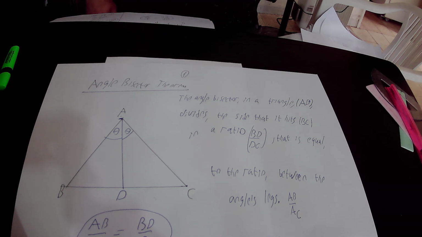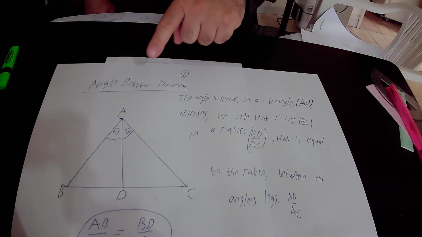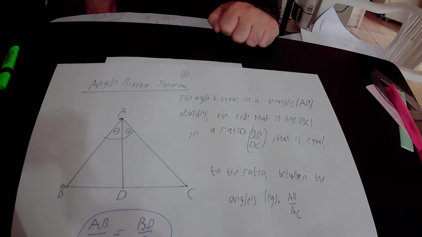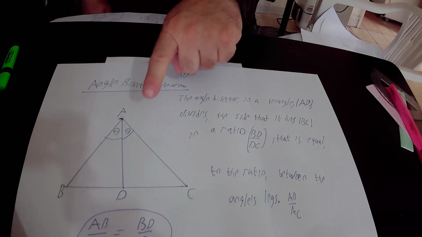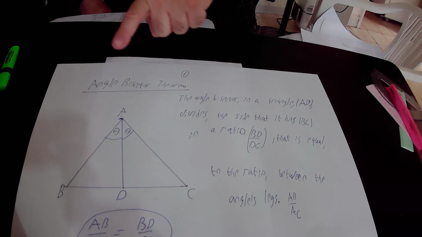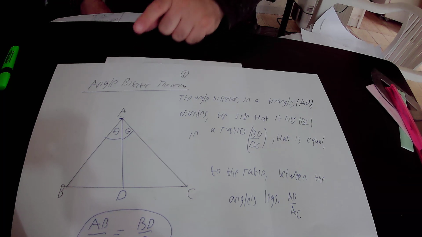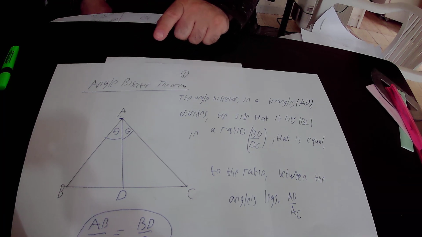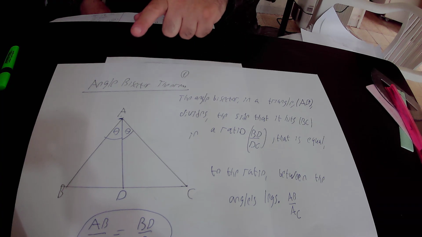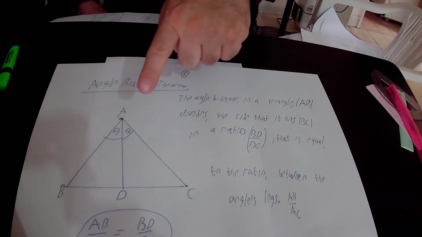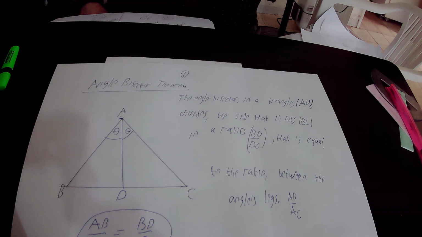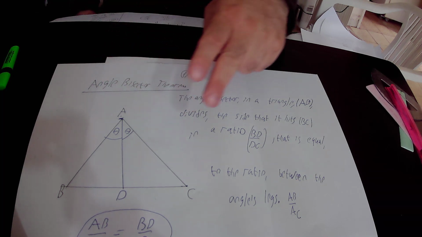And according to the angle bisector theorem, the angle bisector AD divides the side that it hits. Angle bisector AD hits side BC. So we are relating to side BC. And according to the angle bisector theorem, the angle bisector AD divides side BC into two parts. The first part is BD and the second part is DC. And the ratio between those two parts is BD over DC.